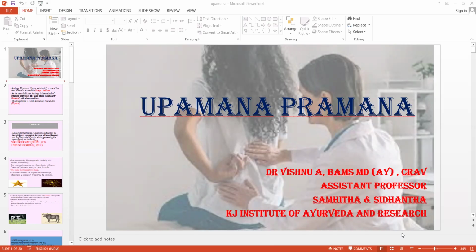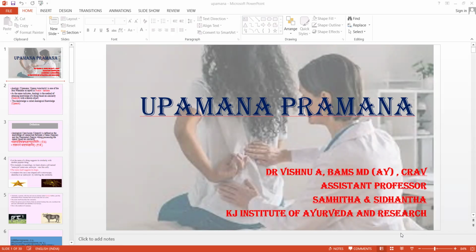Upamana pramana. This is coming under the second paper of padartha vijnana. As we all know, we have mainly four pramana accepted by Acharya Susruta. Upamana pramana is one among the four pramana accepted by Acharya Susruta. The rest of the pramana are Pratyaksha pramana, Anumana pramana, Apta pramana, and the fourth one is Upamana pramana.